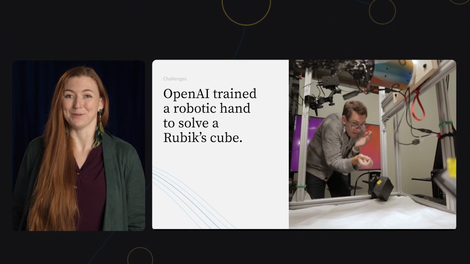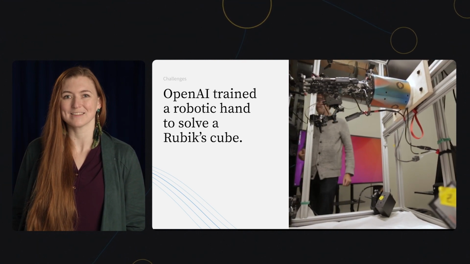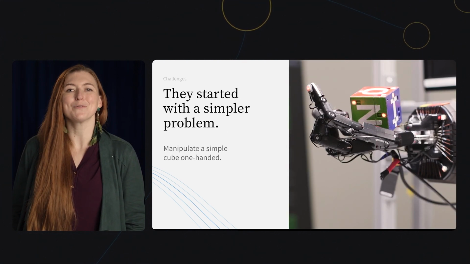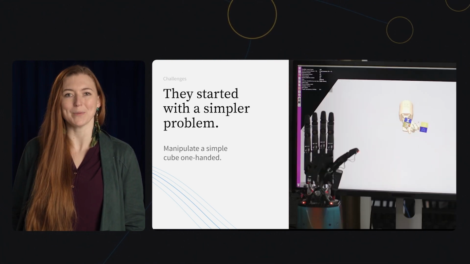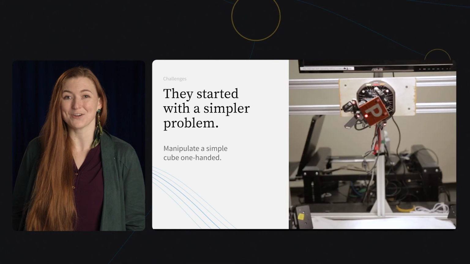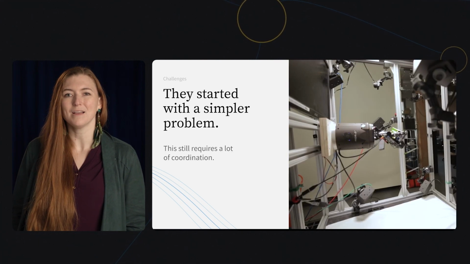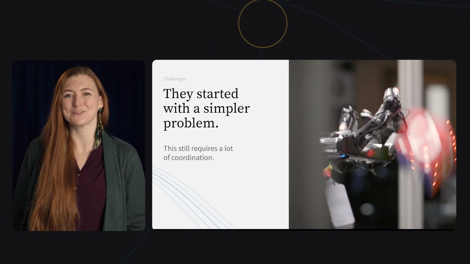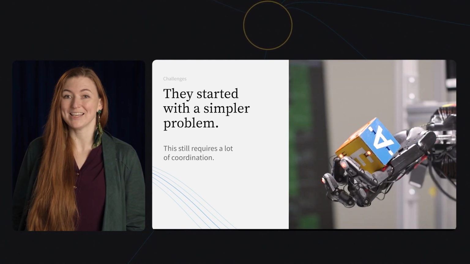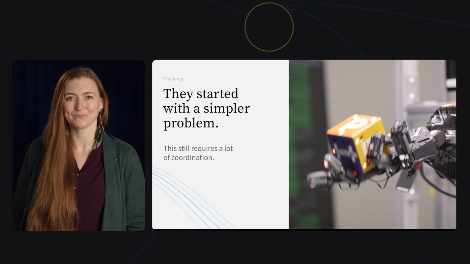When we started working with OpenAI, they were working on a robotic hand to solve a Rubik's Cube. This is a hard problem with a lot of moving pieces. Even starting with a simpler problem of manipulating a solid cube without dropping it, it's really hard to train a model to do that effectively. It requires a lot of coordination, and they had many, many trials that failed, many experiments that they learned from.